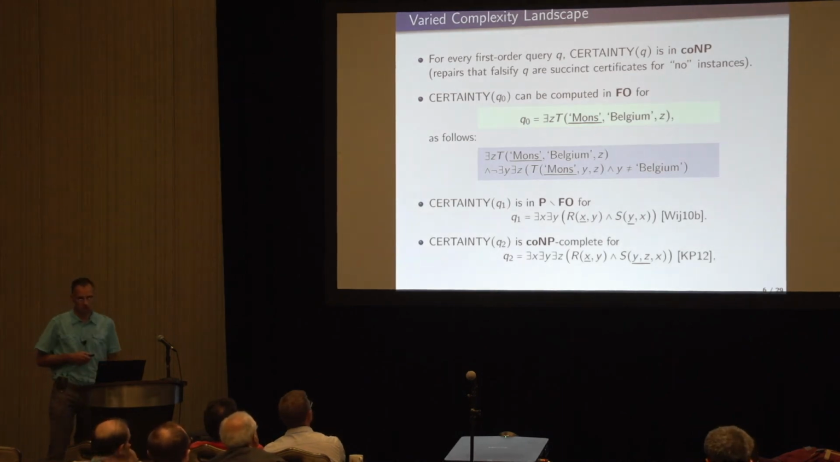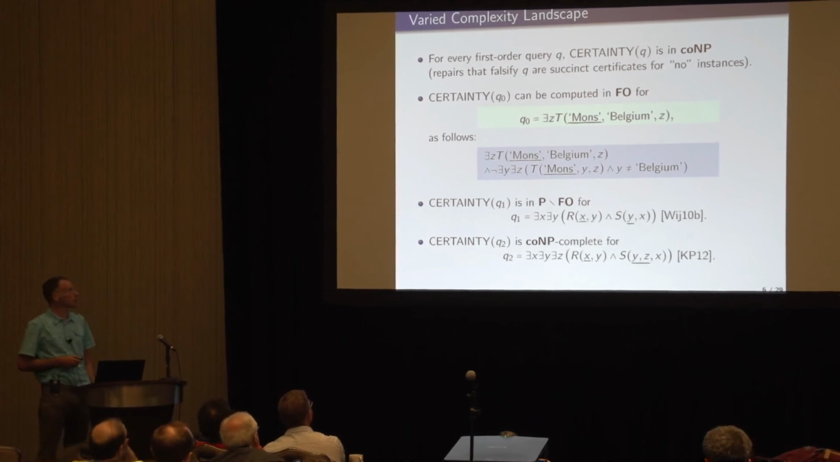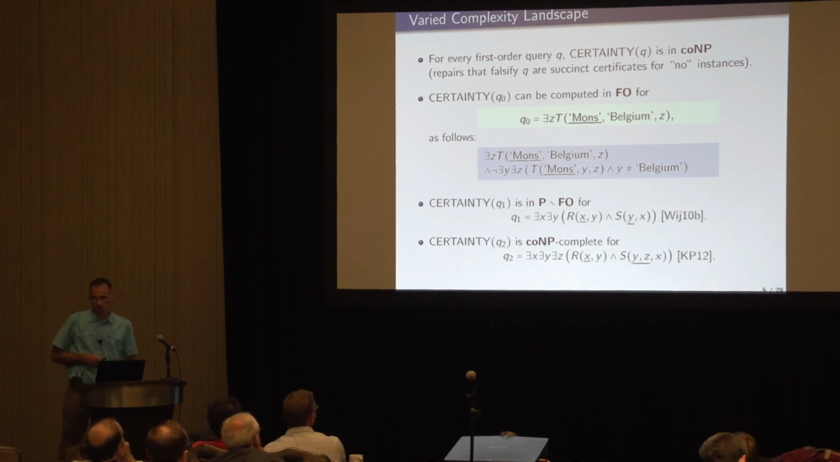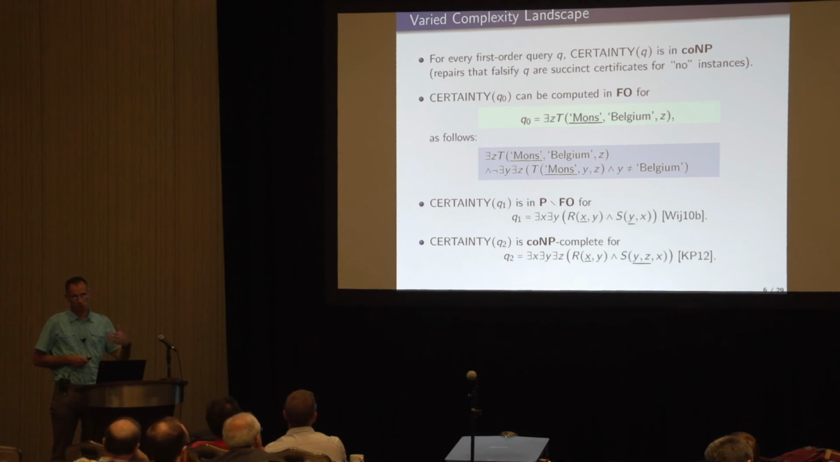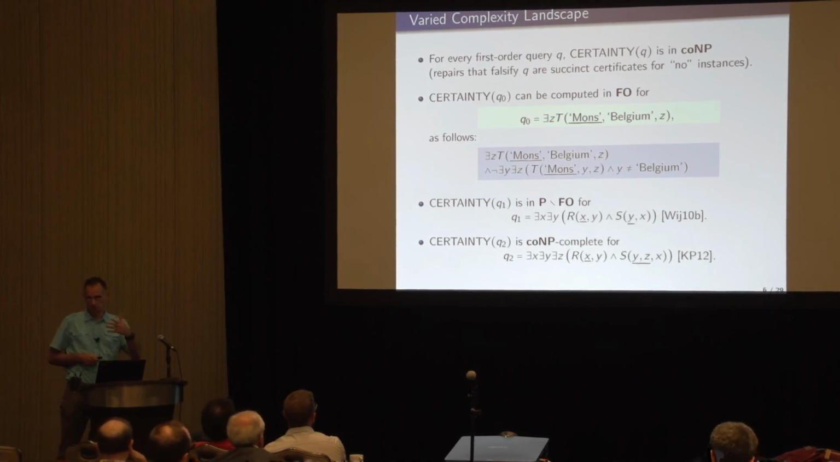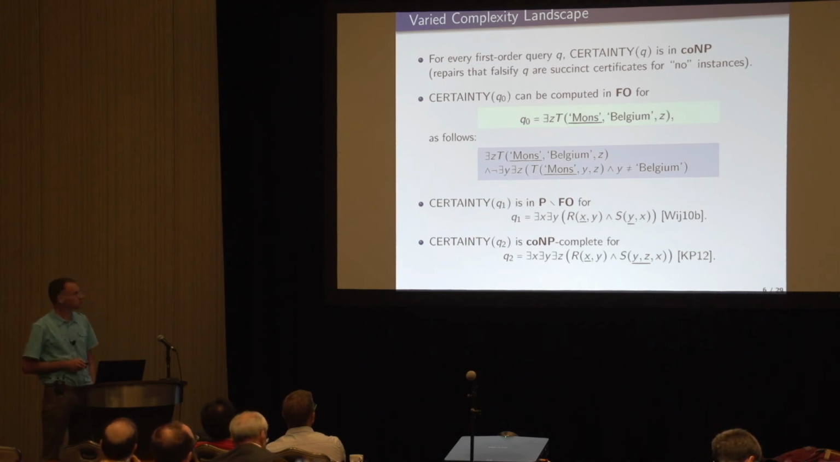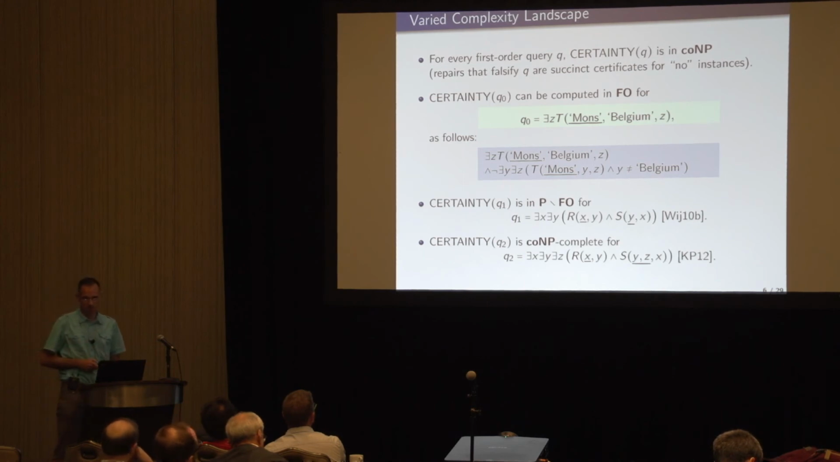First of all, just to notice, this is a problem that has been studied before. There's a varied complexity landscape. It's clear that for every first order query, this problem is in coNP, because if the answer is no, then a repair is a succinct certificate for no. For some queries, and that will be the focus of the paper, the complexity is in FO. FO is here the complexity class of problems that take a database as input and that can be solved by a single first order query.